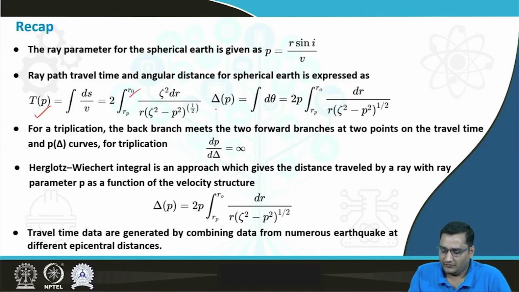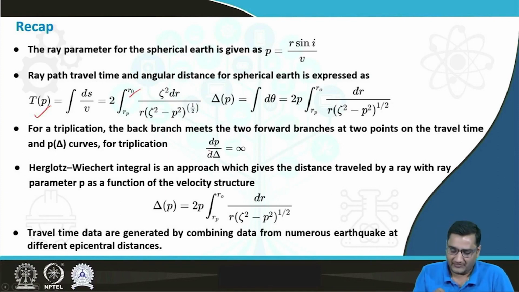Then we can also find the epicentral distance as a function of ray parameter, that is equal to the integral of d theta, that is further equal to 2p times the integral from the bottoming depth to the depth of the hypocenter, dr by r times the square root of eta squared minus p squared. For triplication, the back branch meets the two forward branches at 2 points on the travel time and the p delta curve. For triplication, dp by d delta should be equal to infinity, or you can say it should tend to infinity.